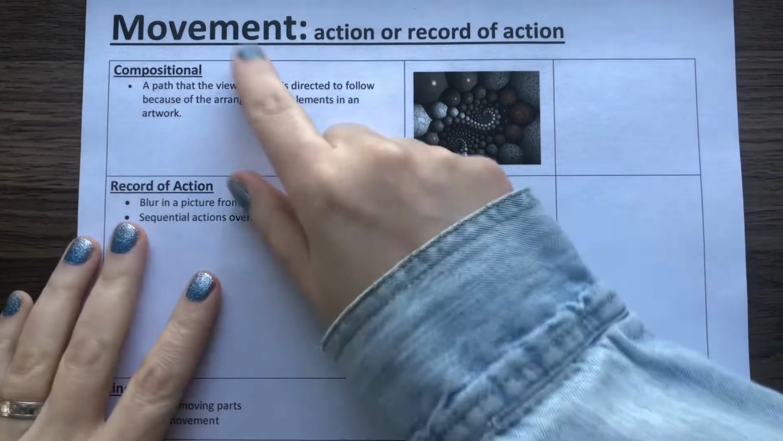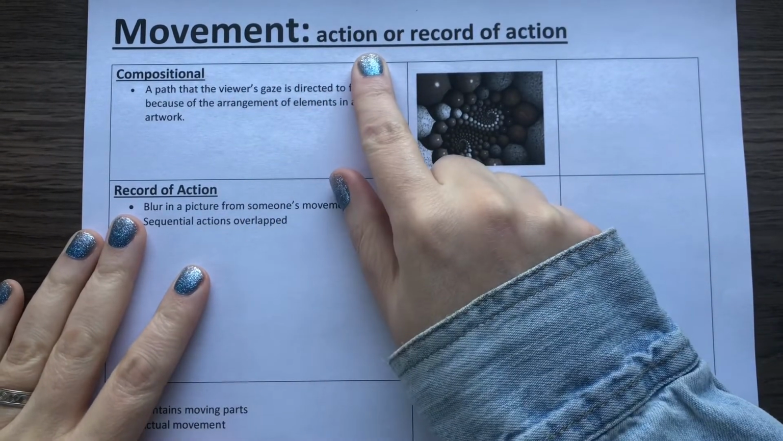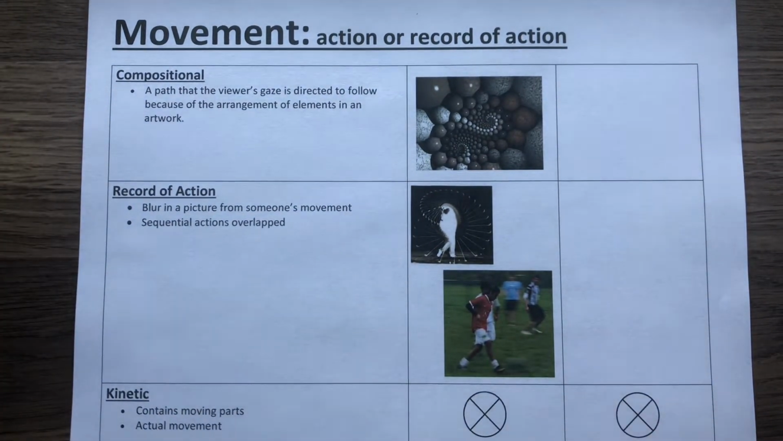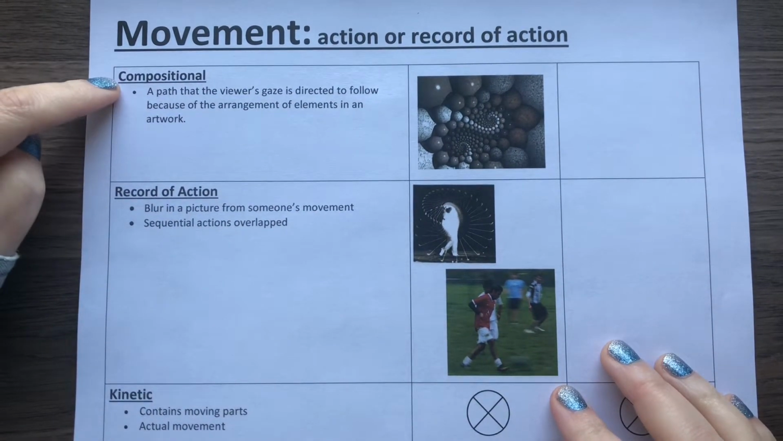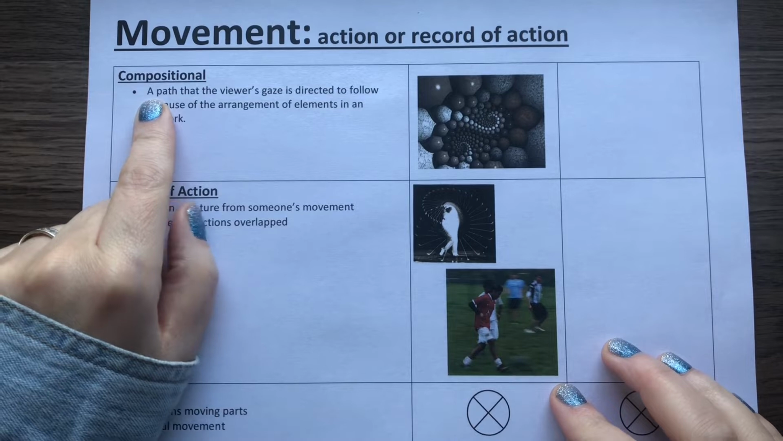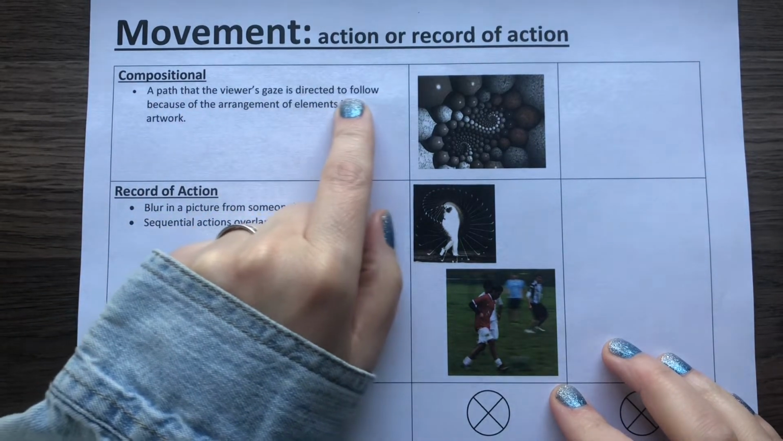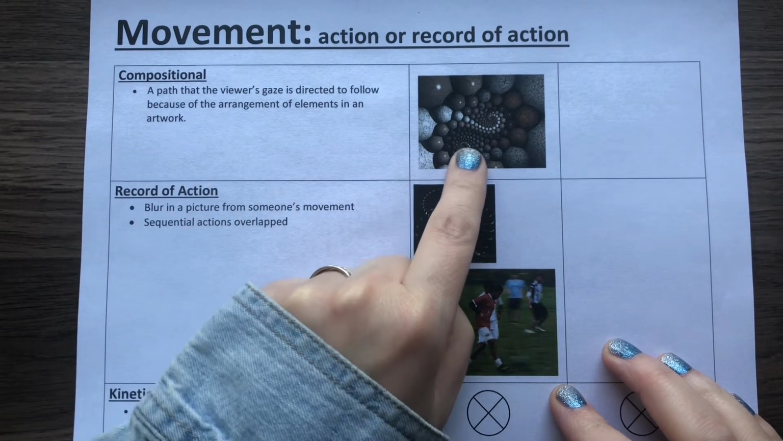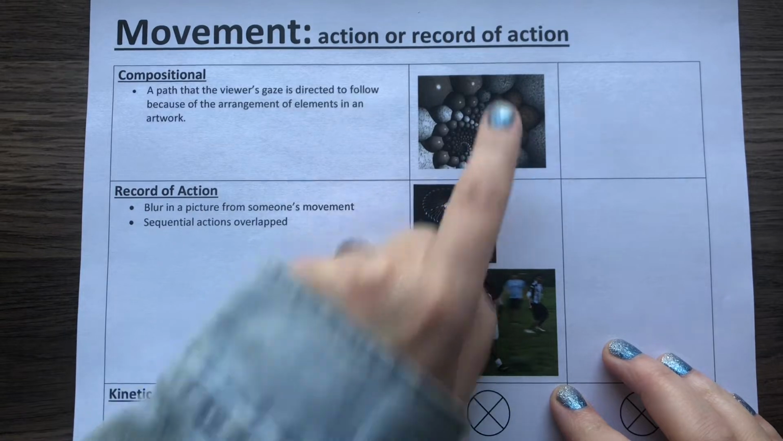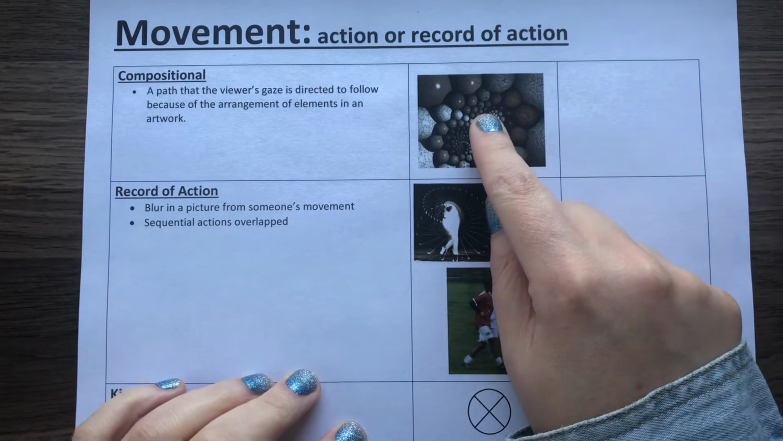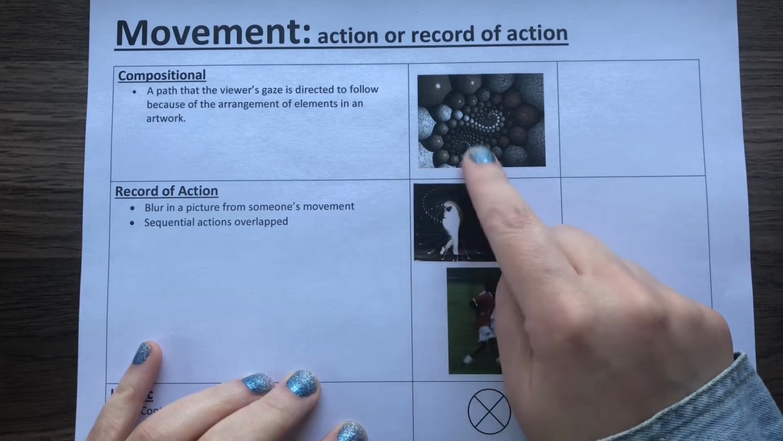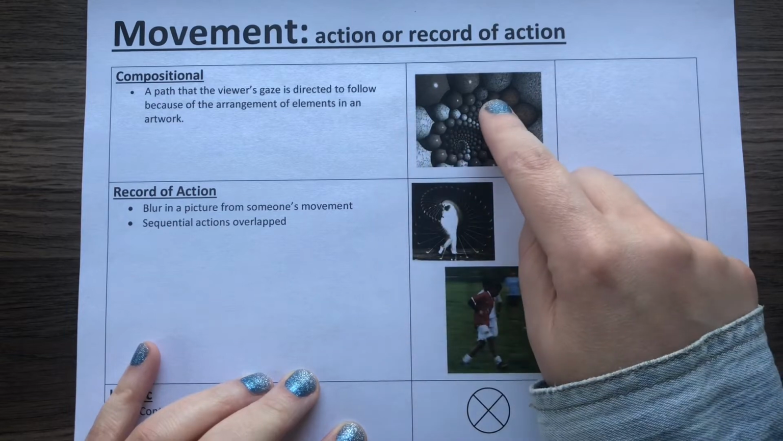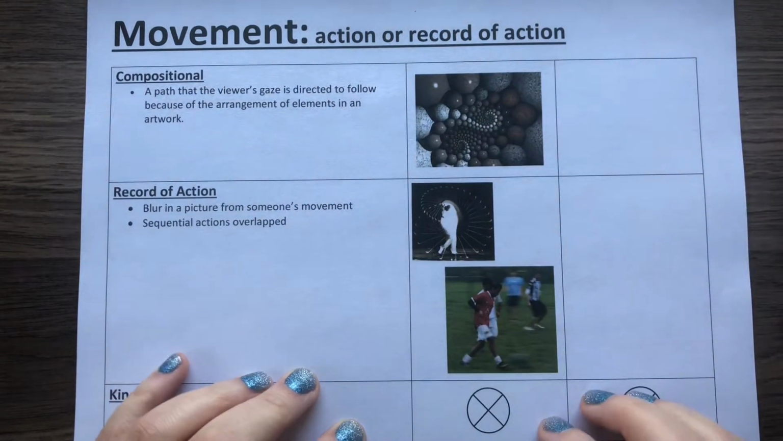Good morning, everybody. So today we're going to be looking at movement or action or a record of action in art. You can have a few different types of movement in art. You can have compositional movement. That is a path that the viewer's gaze is directed to follow because of the arrangement of elements in an artwork. So if you look at something and the picture kind of guides you, like your eyes want to follow a certain area, that is compositional movement. That's creating a sense of movement because it's making your eyes flow through the picture, right?